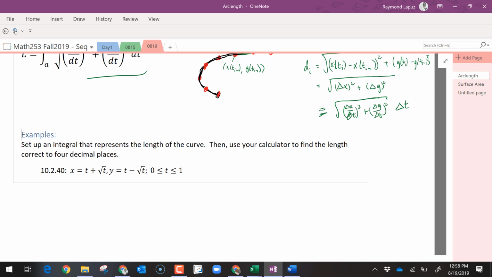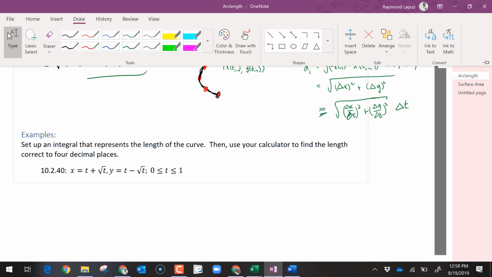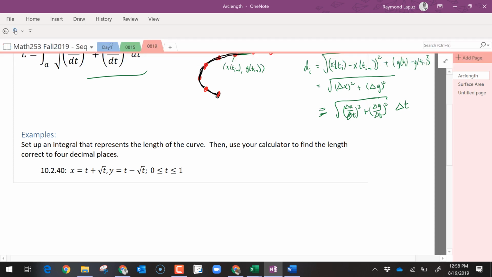All right, so let's do this example. And I think it's pretty straightforward once we have the formula. We want the derivative of x and the derivative of y with respect to t. So let's find x prime of t. This is 1 plus 1/2 t to the negative 1/2. And then y, it's almost the same thing. Y prime of t is equal to 1 minus 1/2 t to the negative 1/2.